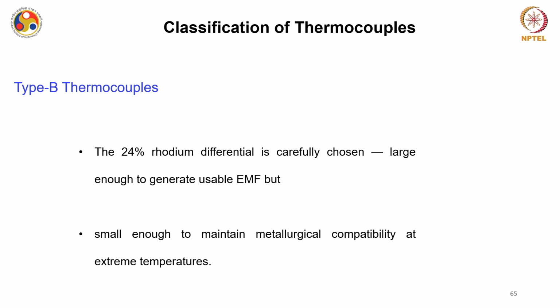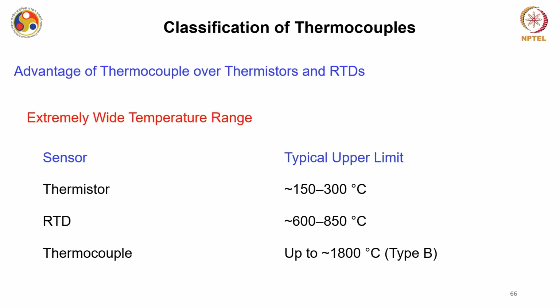Okay. So the 24% rhodium difference is carefully chosen and it's not a random thought. This 24% rhodium difference is large enough to generate a usable EMF, while small enough to maintain the metallurgical compatibility between the two legs even at extremely high temperature. Okay.